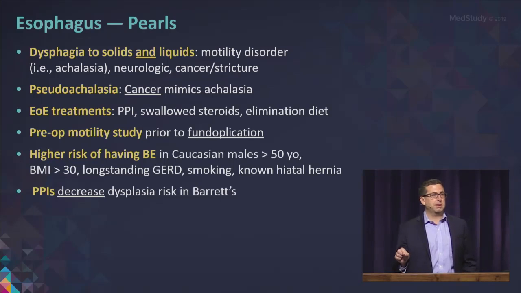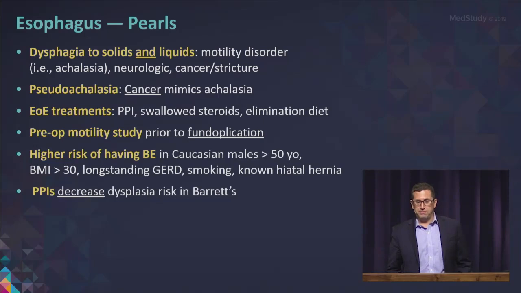Remember, if you're doing a fundoplication for treatment of GERD, you need a pre-op motility study to make sure that there's not a problem with swallowing before you do that tight wrap. Patients having a higher risk of Barrett's include Caucasian males greater than 50, BMI greater than 30, long-standing GERD, smoking, and a known hiatal hernia.